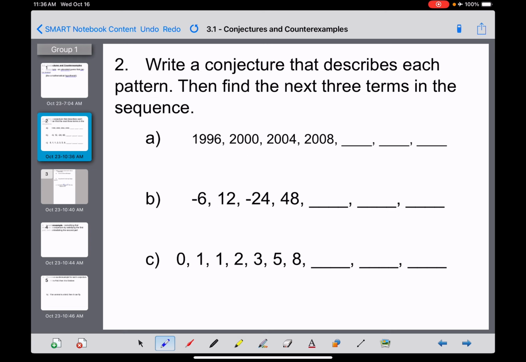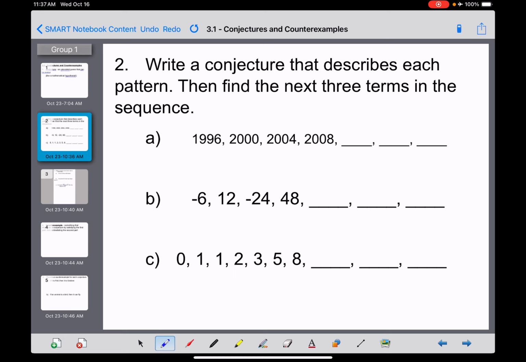So let's see it in action in a mathematical context, with these types of problems where we're being asked to write a conjecture that describes each pattern and then find the next three terms in each sequence. So when I said these sections weren't going to be overly mathematical, well, here's one where there are numbers involved. Most of what we do in math, guys, at one level or another is some type of pattern recognition, and that's kind of what we have going on right here.